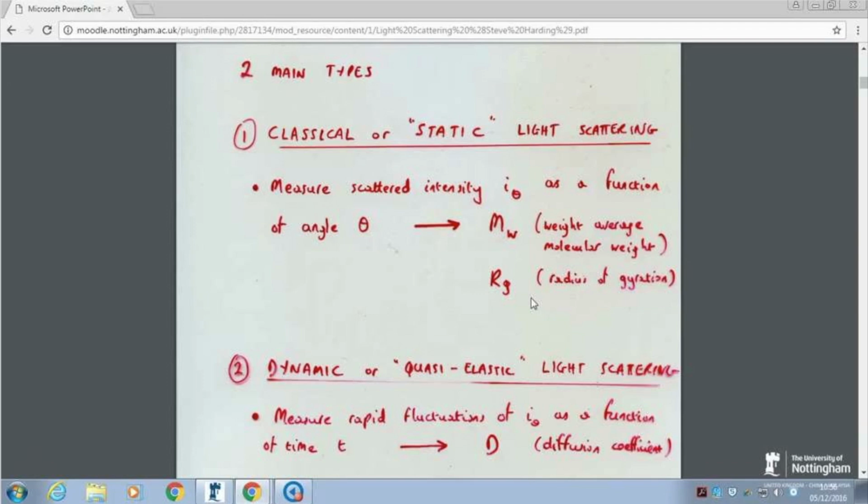If they're smaller than, probably an antibody molecule is right on the lower limit of the molecular weights where you can get an Rg from light scattering. What's the molecular weight of an antibody molecule? No, we haven't done antibodies yet, but roughly.